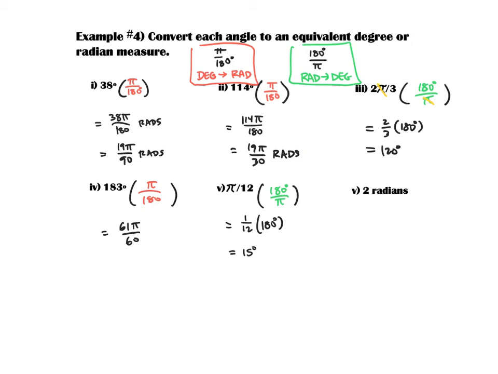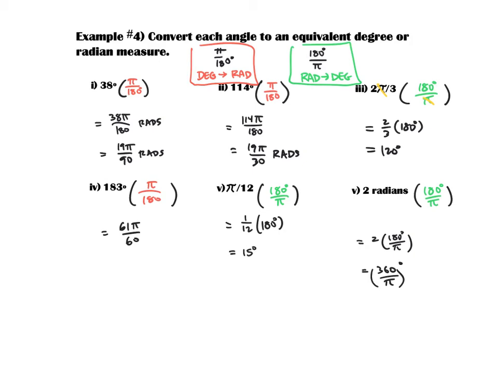Just like we did earlier, 2 radians. If I want to go from radians to degrees, I will multiply by 180 over pi. This won't reduce quite as nicely as I want it to, and that's totally fine. I will get 2 times 180 over pi, which will equal 360 over pi degrees.